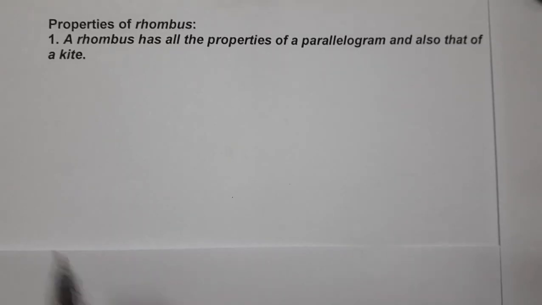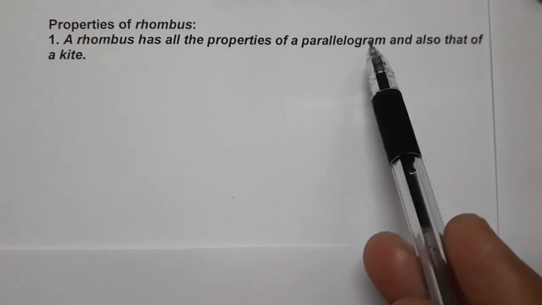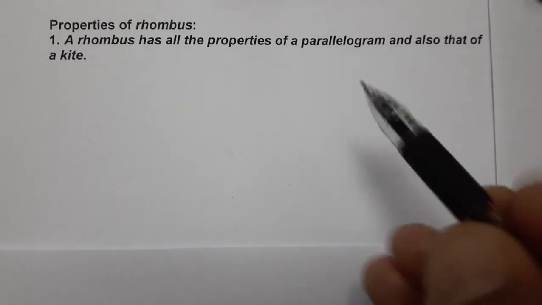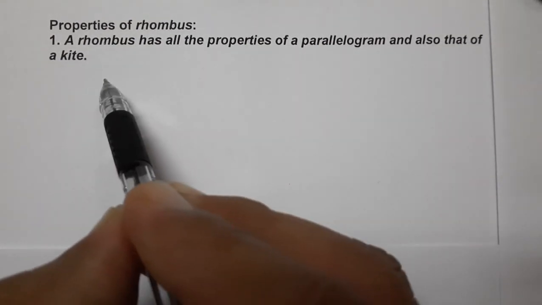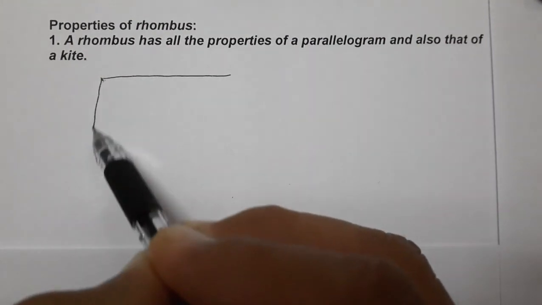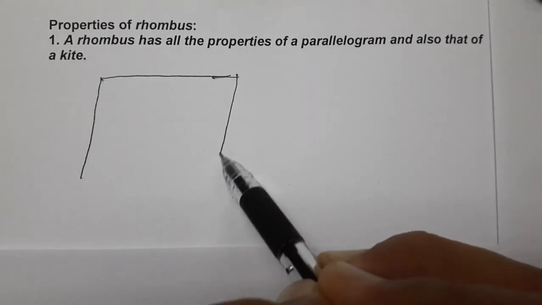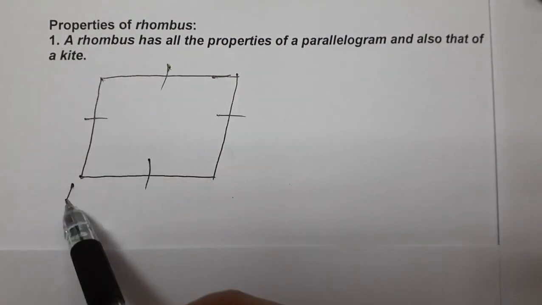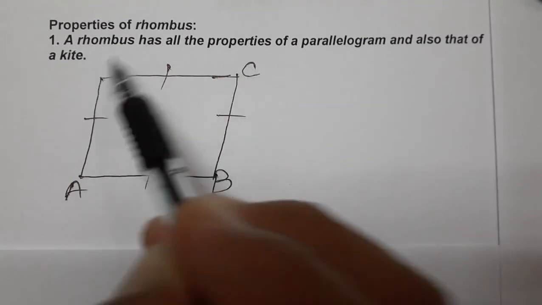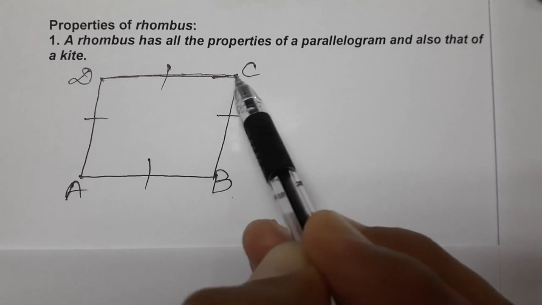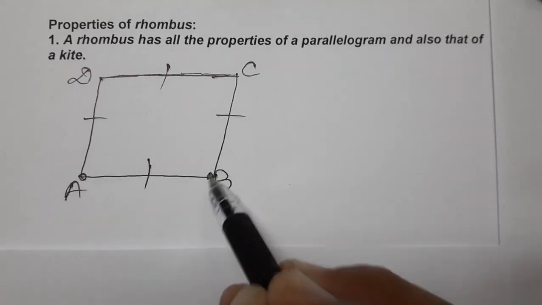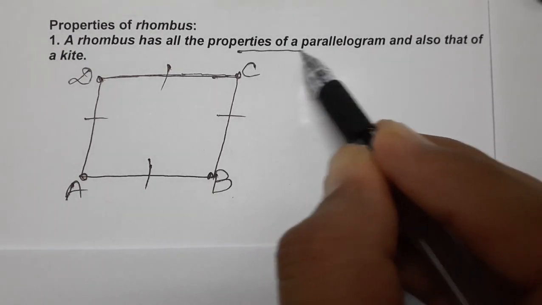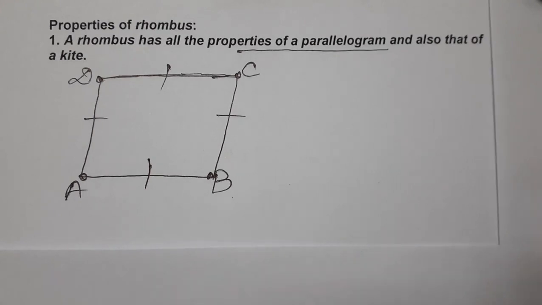Now the first property of rhombus. A rhombus has all the properties of parallelogram. As you know, rhombus is a parallelogram, so it must have all properties of parallelogram. So let us again make one rhombus. You know what is rhombus? All sides are equal. So it has all properties of parallelogram. This is a rhombus. I have made one rhombus ABCD. So what are properties of parallelogram, children?